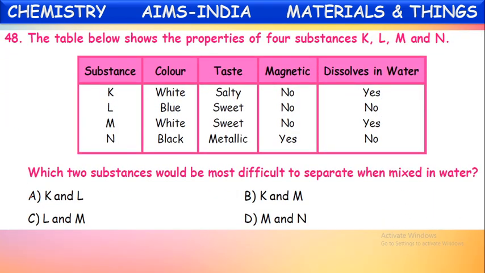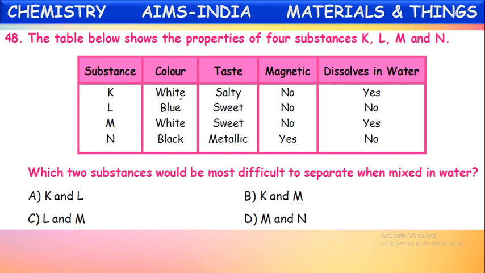The table below shows the properties of four substances K, L, M and N. Which two substances would be most difficult to separate when mixed in water? They're asking which two substances, when mixed into water, are difficult to separate. So, which two substances are generally soluble in water? When those two dissolve in water, the separation becomes a little difficult because both are dissolved. So observe which two of these four are soluble in water.